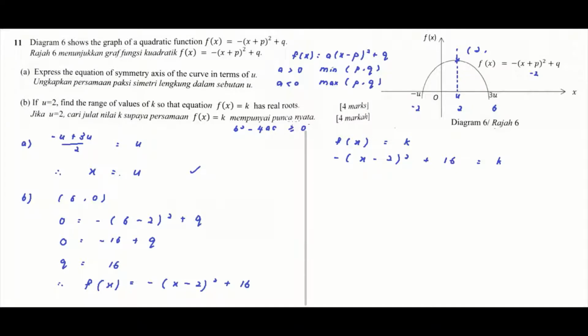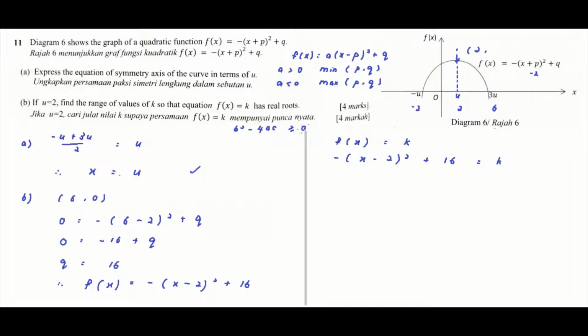Why is it greater than or equal to? Because it has real roots, but it doesn't tell us whether it's an equal one or a distinct one. So that's why it should be greater than or equal to. Yeah, okay, this is very important.